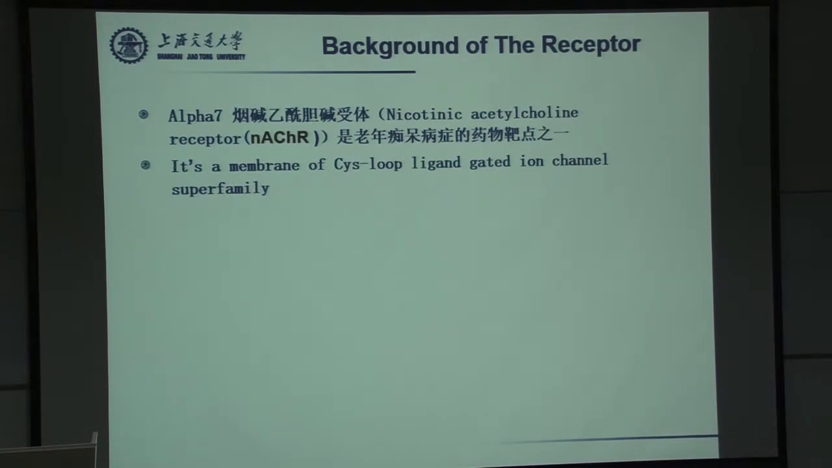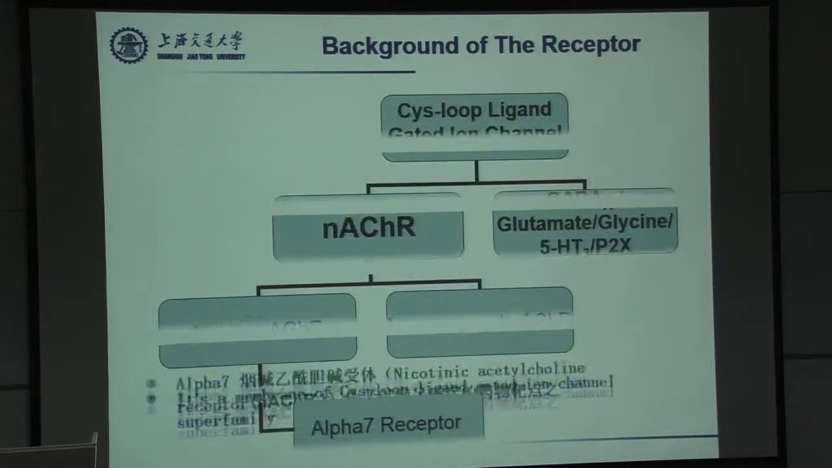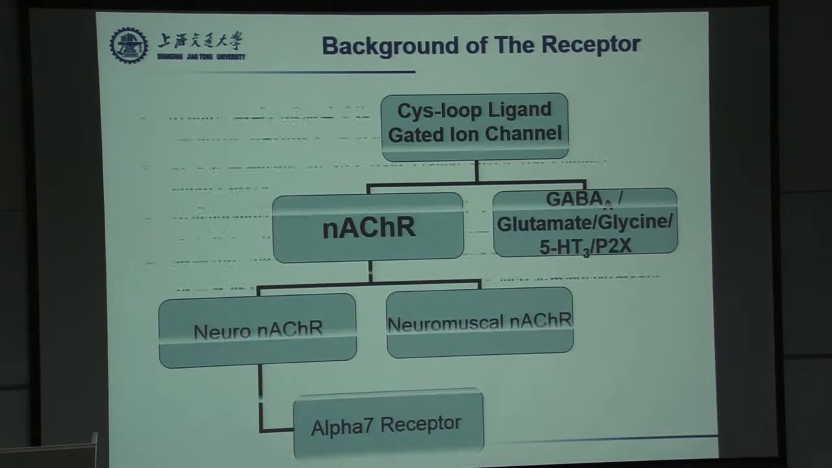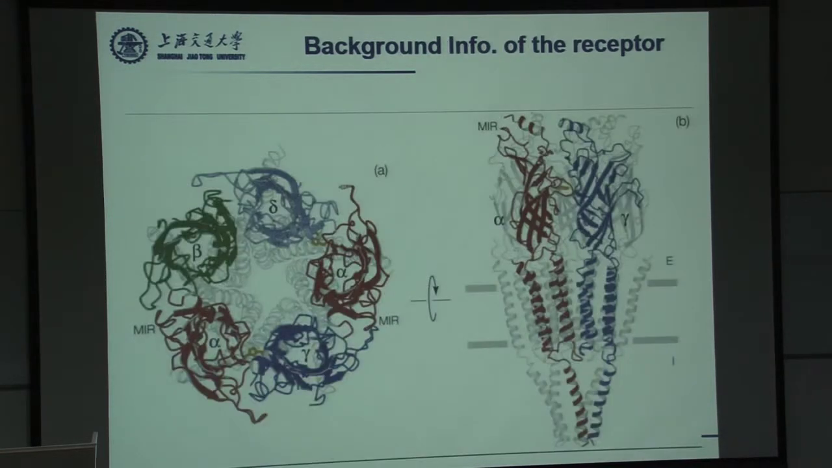So the next example is the nicotine receptor. It's a well-known target for Alzheimer's disease. For human, it is what we usually refer to as the alpha-7 receptor. So this is the structure of the receptor, the membrane protein. As I mentioned, this is the binding site. This is 5 membrane proteins with, of course, a channel, a hole inside.